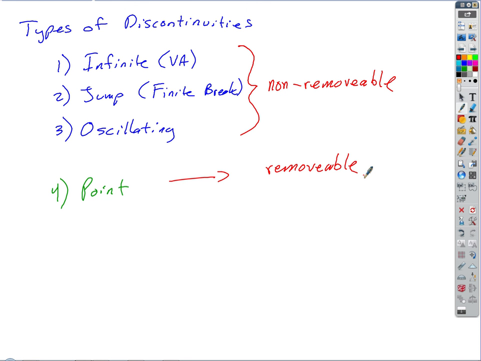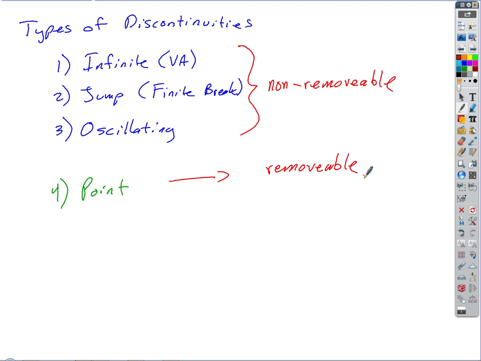Wait. So with the point, you're saying that that's for ceiling and floor functions? No, no, no. The ceiling and floor functions would be considered jump discontinuities. Right. Okay. So, does that make sense?